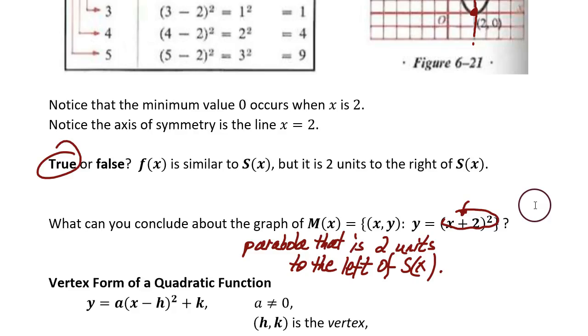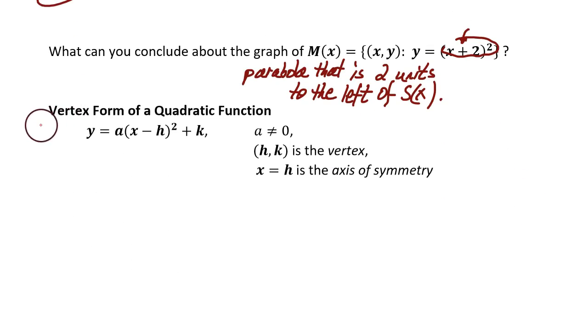Instead of looking at equations with numbers, let's create a general pattern that we can use for all quadratic functions. Here it is. This is called the vertex form of a quadratic function. The letters a, h, and k will be numbers, but the y and the x will stay as letters. For example, y equals 2 times x minus 3 squared plus 4 is a quadratic equation in vertex form. This form is useful because h, k is the vertex, and the equation x equals h is the axis of symmetry.